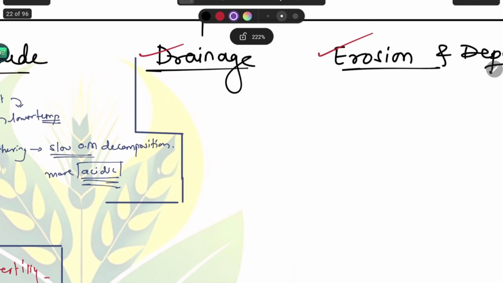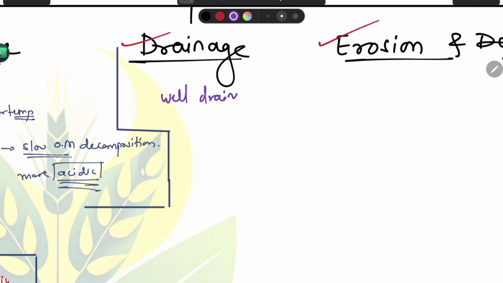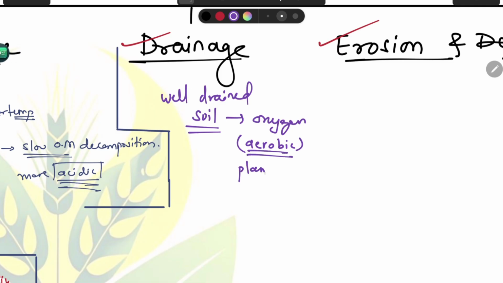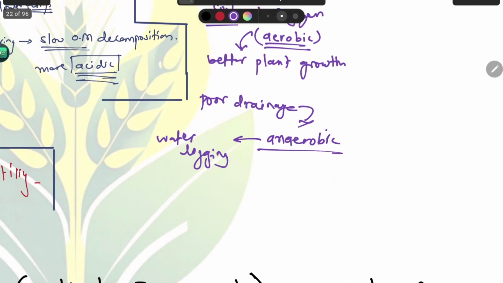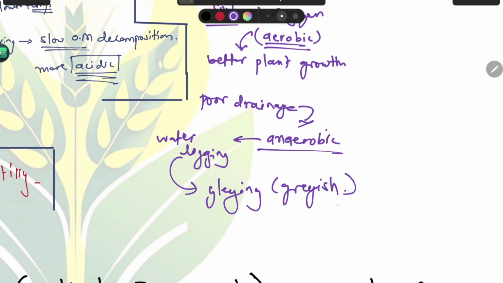So let's see about the drainage. Well drained soil means they have more pore spaces. More spaces means there is rich oxygen, and we can call it an aerobic situation, so it is better for plant growth. Whereas in poorly drained soil, we see an anaerobic situation, which we can call waterlogging conditions. And the soil becomes gleyed or grayish, or it can have a blue green color due to various algae.